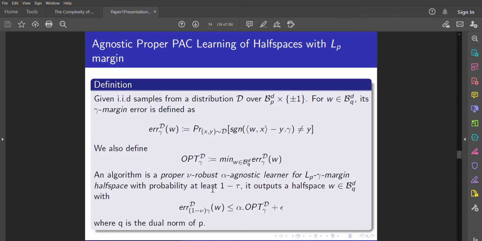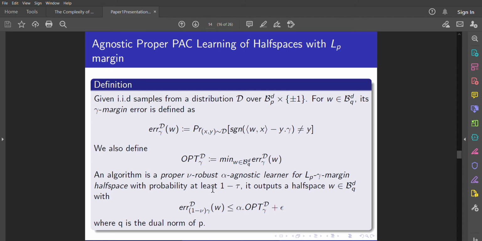of the sign of the inner product of w and x minus y gamma being not equal to y, where x and y are drawn from D. And we also define OPT to be the error of the best fitting w from B_q^d.